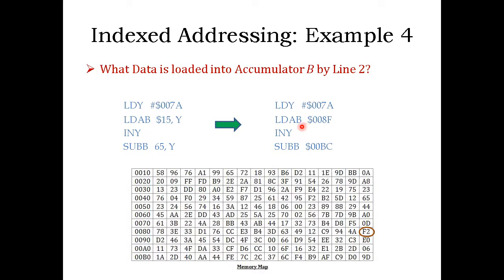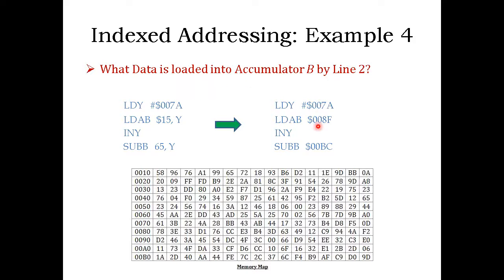Now again, I pretty much have the same example, same lines of conversion, but can we understand some additional things from here? So let's say somebody asks me this question, what data is loaded into accumulator B by line 2? Now remember, when we ask this question, we'll actually give you the lines of instructions that we have at the left. So we first have to convert it to the lines we have at the right side. We know how to convert it, right? Just calculate the operand for all the lines which are indexed addressed.